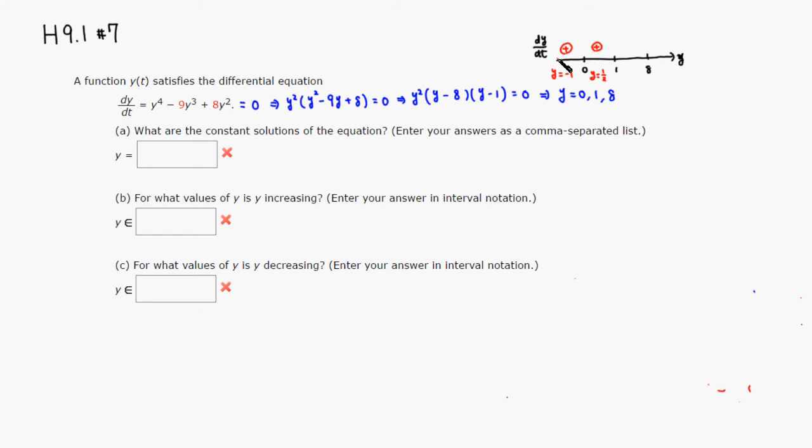How about between 1 and 8? We can try 2. This is positive, this is negative, this is positive. Positive times negative times positive is going to be negative there. Then after that we can try y equals, say, 9. Positive, positive, positive. Everything is positive.